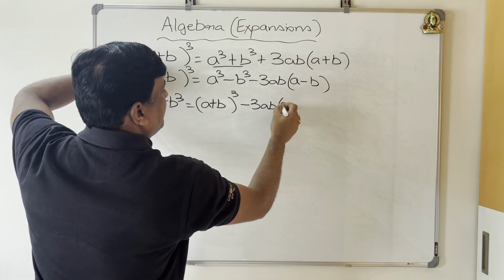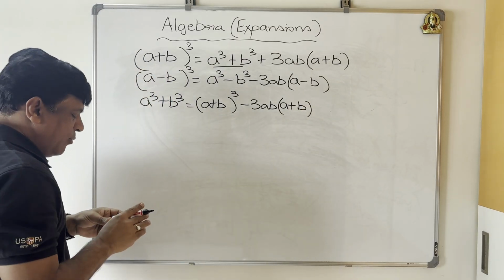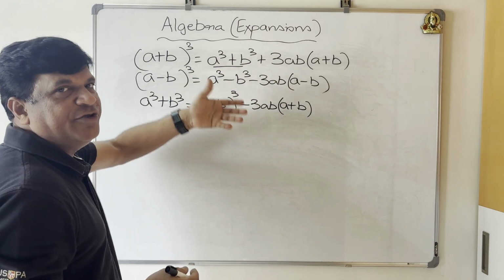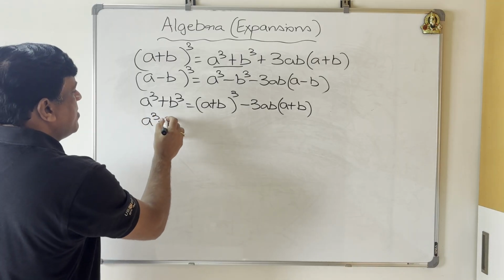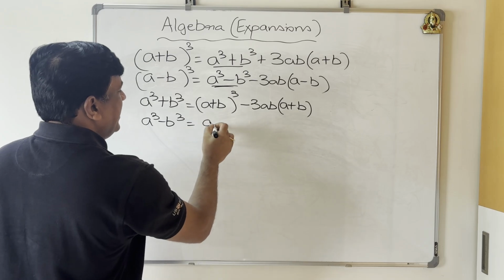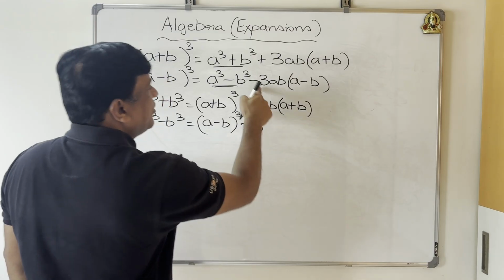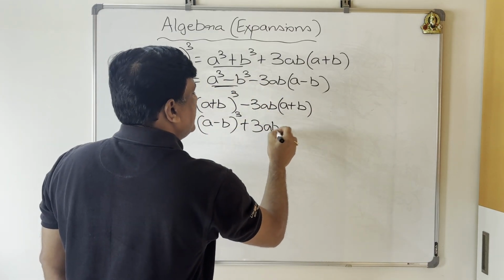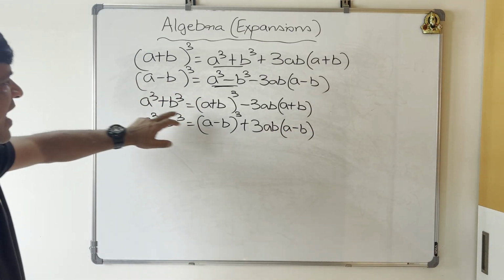Simple. If you know the basics, even if you don't remember the formula in the examination hall or anywhere when you're doing it, you can do it yourself. You can just replace them. Similarly, a cube minus b cube. Here, if I want this quantity, what is that? It is a minus b whole cube plus 3, because this is a minus 1. When you take it to the other side, it will become plus 3ab times a minus b. Now, these two have this formula.